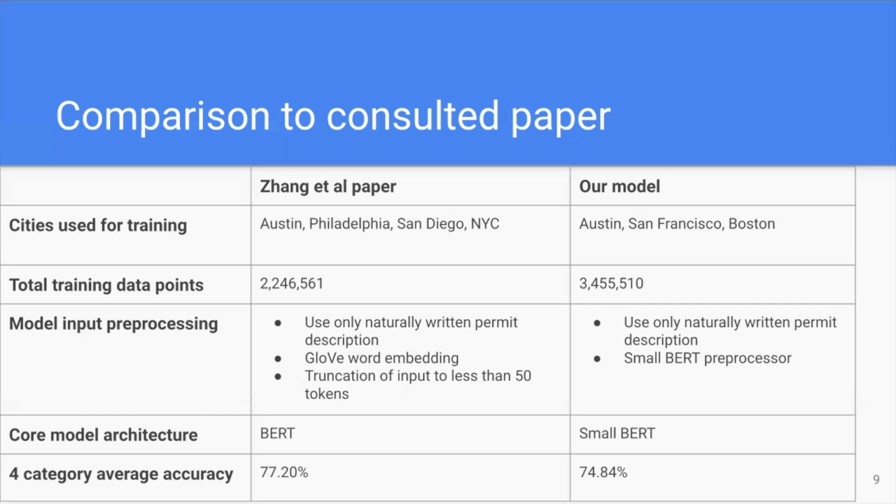In terms of accuracy, we both have the same 4 categories: plumbing, electrical, mechanical, and building. And the paper says they achieve a 77.2% average on the 4 categories, and we achieve 74.84%. We think this is on par with the results of the paper, considering that we use a small BERT model and we didn't preprocess the inputs as much. Also, we trained our model on different cities, and the number of cities we have is fewer, so we don't have too much heterogeneous data.